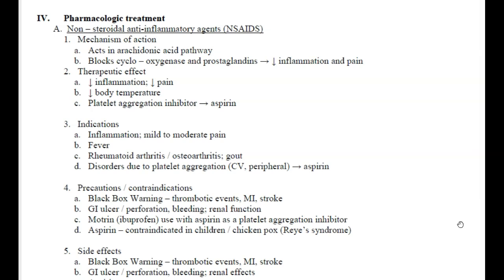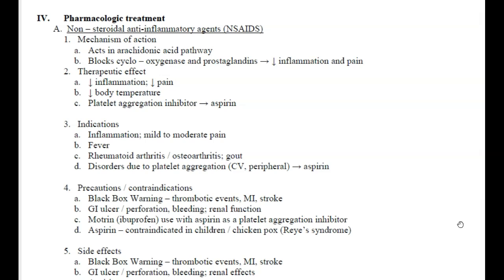Motrin is also known as ibuprofen. Motrin is the brand name and ibuprofen is the generic. We have to be careful with using it together with aspirin. Definitely Motrin or ibuprofen is not used as a substitute for aspirin as a platelet aggregation inhibitor.